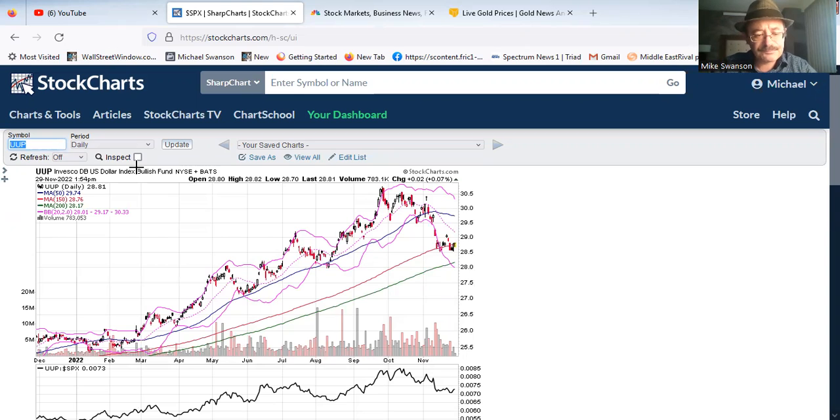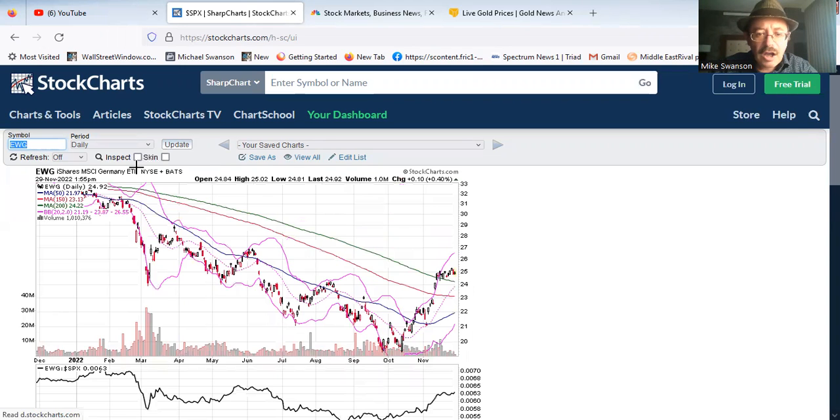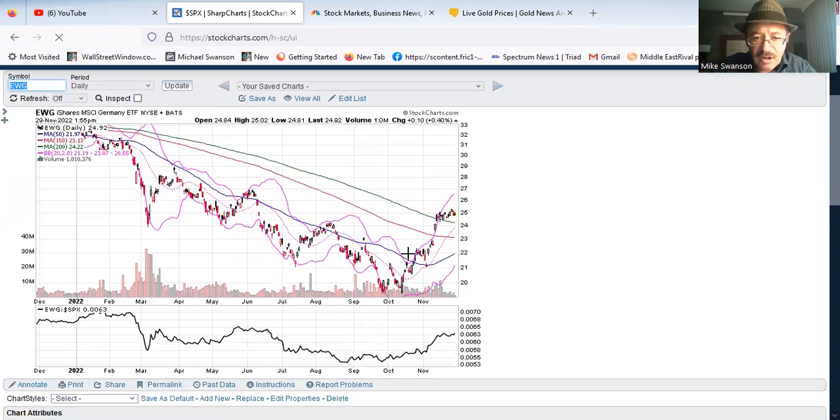And if you look, one thing that benefits from a falling dollar is other markets around the world that you can invest in outside the United States, because you get the currency benefit along with if their stock market goes up. So one market that I bought around $22, now it's 25. This is EWG, an ETF that tracks Germany.